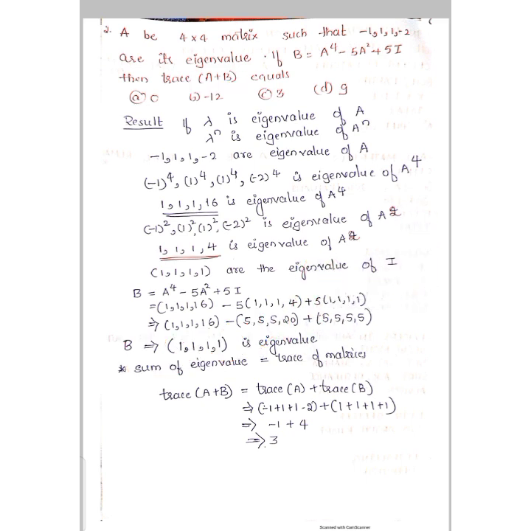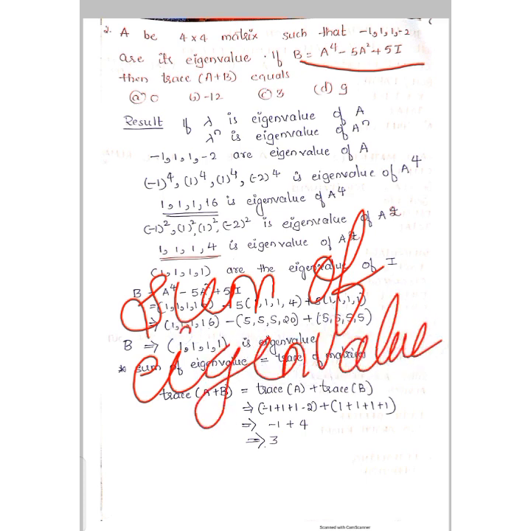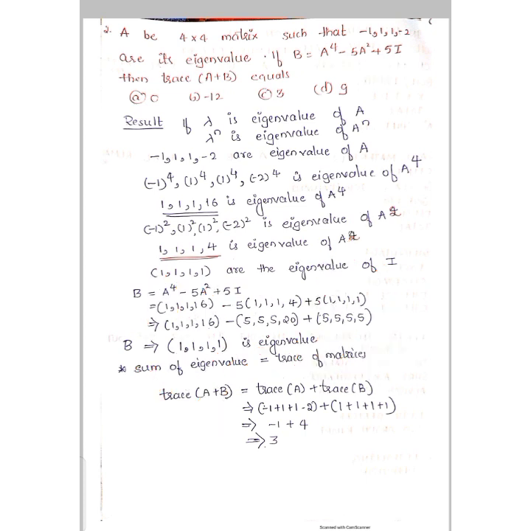So we already know the eigenvalues of the matrix A. Now we have to find out the eigenvalues of B, because we know the property that the sum of the eigenvalues is equal to the trace of the matrix. Okay, so here, the first thing is we know the eigenvalues of your A matrix. Now in this equation we want the value of A raised to 4, and from this we want the value of A square. First of all we know the eigenvalues of A, that is 1, minus 1, and minus 2.